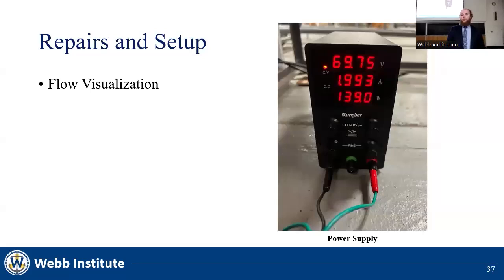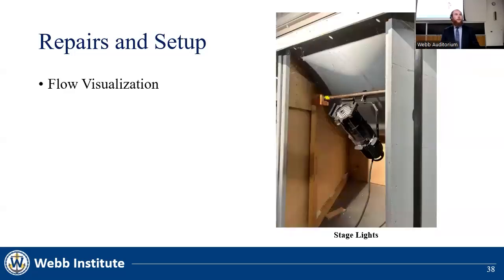Next, the flow visualization equipment was installed. Flow visualization allows for the operator to see airflow over a test subject and is useful for the qualitative analysis of separation and vorticity. Flow visualization is achieved by burning oil on a wire, which creates trails of smoke through the test section. A DC power supply was installed to power this wire. Stage lights were also hung beneath the test section to illuminate the foil.